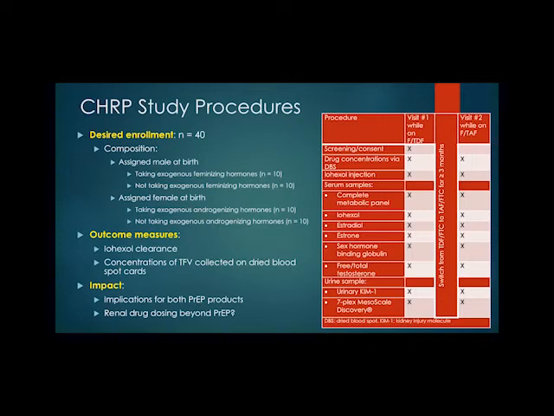I think this will affect renal dosing of medications, renal dosing of antibiotics, renal dosing of blood pressure medications, diabetes medications. So I think there's a lot of far-reaching implications of this.